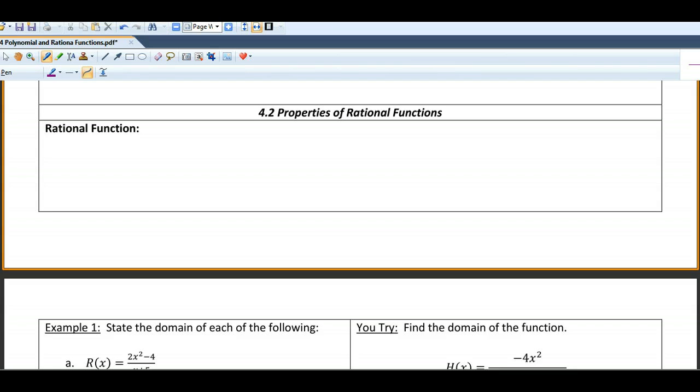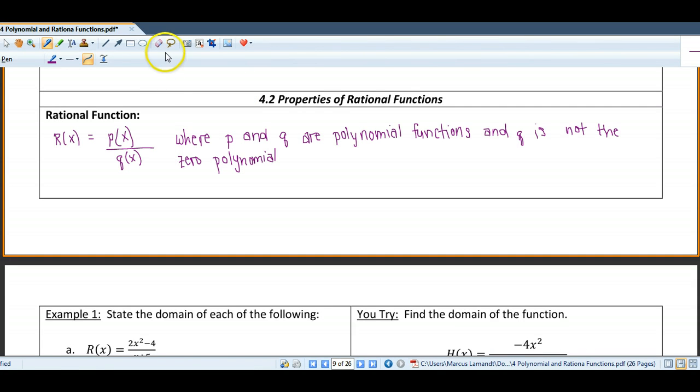4.2, properties of rational functions. Alright, the technical definition of a rational function is as follows. A rational function is a function of the form r of x equals p of x over q of x, where p and q are polynomial functions and q is not the zero polynomial.